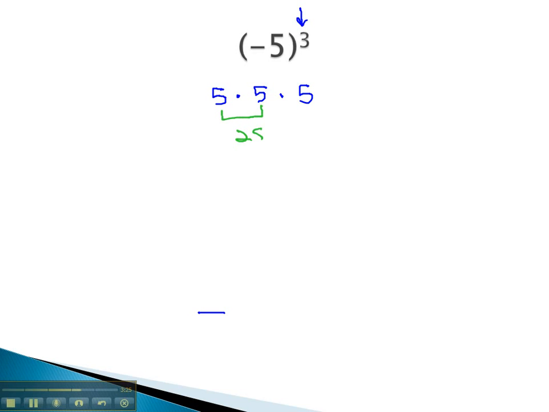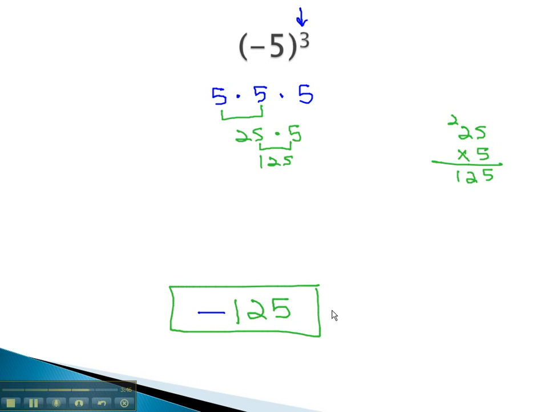5 times 5 is 25, and we might need some chicken scratch to actually multiply 25 by 5. 5 times 5 is 25. Carry the 2. 5 times 2 is 10, and 2 more is 12. So we get 125 when we multiply those together. The exponent was odd, so we have for our final answer negative 125.